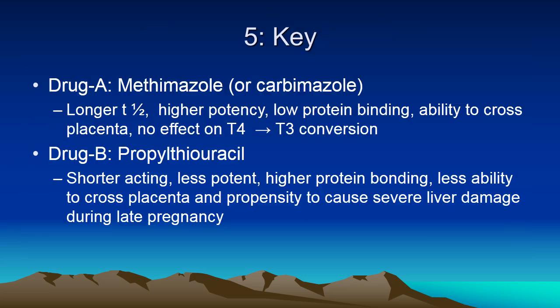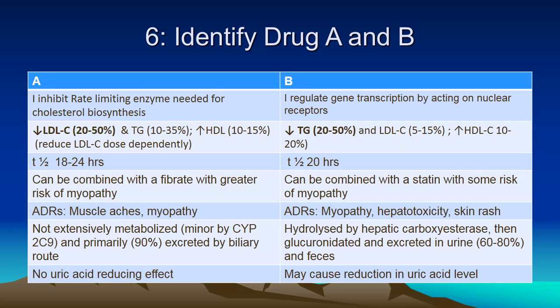So these features suggest drug A to be methimazole or carbimazole that has longer half-life, higher potency, low protein binding and ability to cross placenta without any effect on the peripheral conversion of T4 to T3. Drug B is propylthiouracil, shorter acting, less potent, higher protein binding, less ability to cross placenta and propensity to cause hepatopathy during late pregnancy.